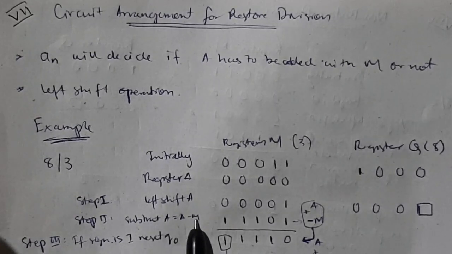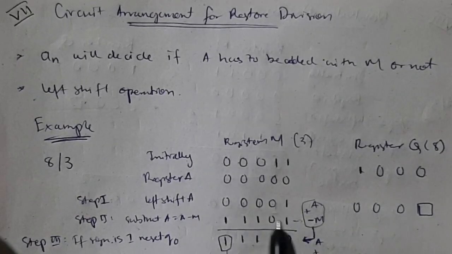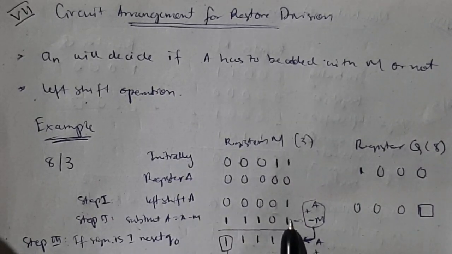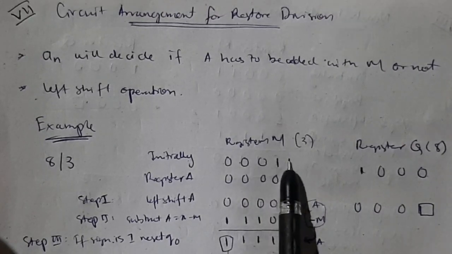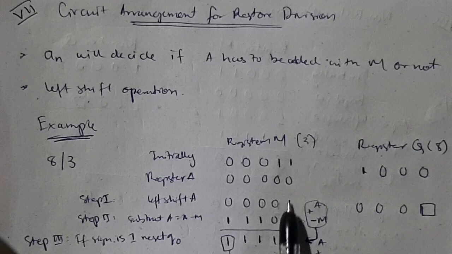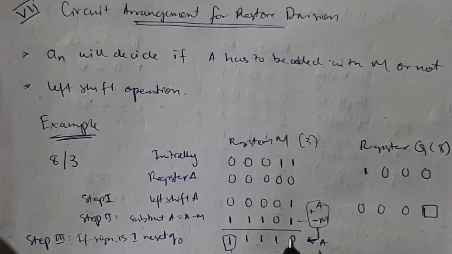Step 2, subtract M from A. A is equal to A minus M. See, this is A. And write M here, minus M actually, because you are doing A minus M. So write minus M here and A here. M is 3. Find the binary equivalent of minus M and write here and add both. A plus minus M will be equal to A minus M. So add these both and you will get an answer here.